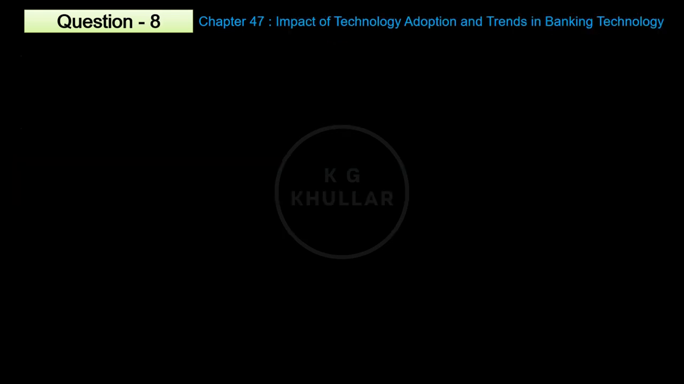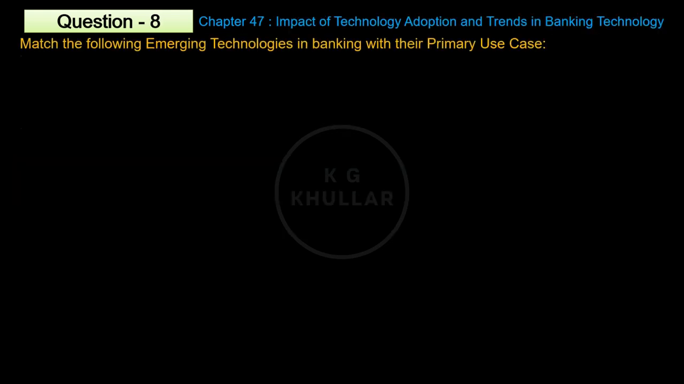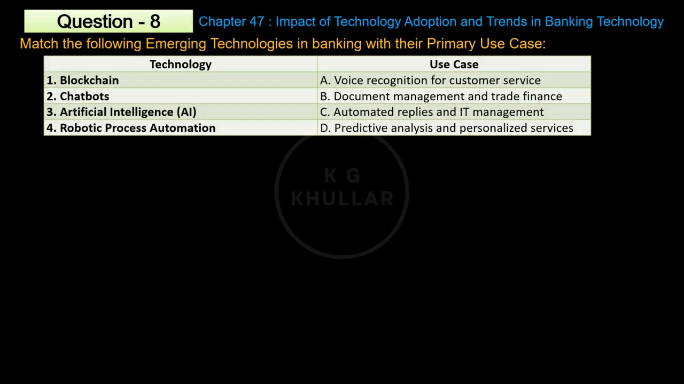Then next question is from chapter 47, that is impact of technology adoption and trends in banking technology. And the question is in fact, match the following emerging technologies in banking with their primary use case. Now this first column shows the technology and second column shows the use case. So just pause the video and try to answer yourself.